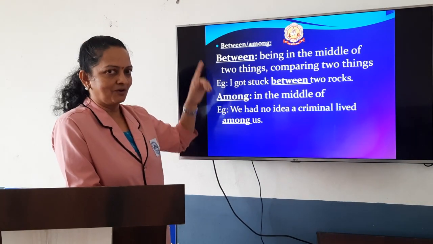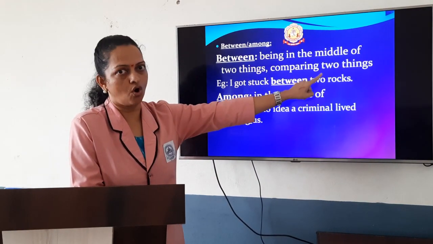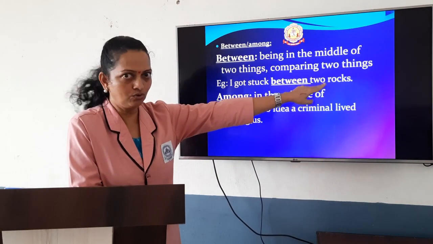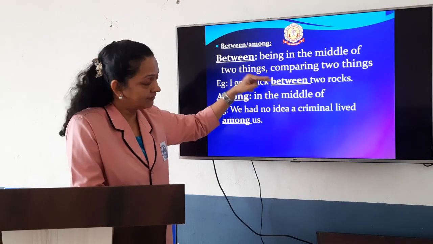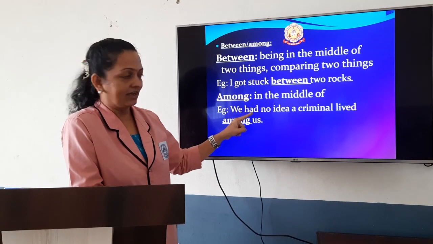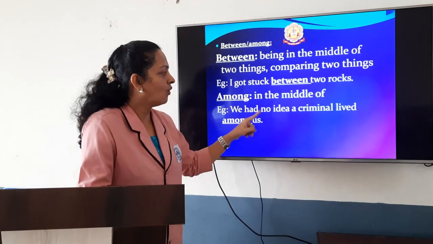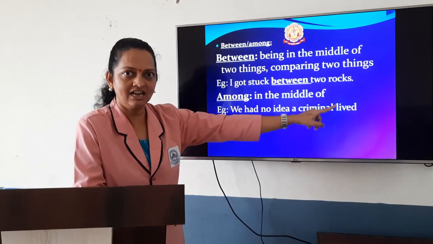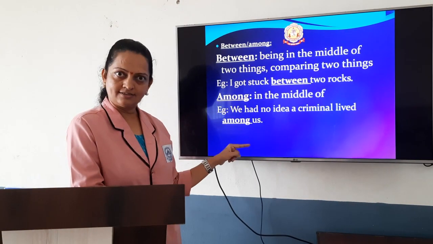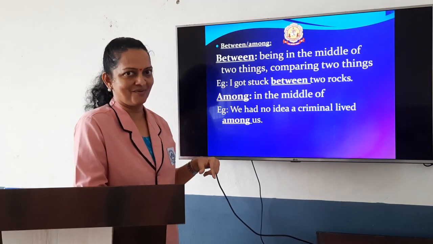Let's take an example of between. I got stuck between two rocks. Between two rocks, I got stuck. So here we have used between. Among is used to mean in the middle of. Example: we had no idea a criminal lived among us. So I hope it's clear when to use between and when to use among.